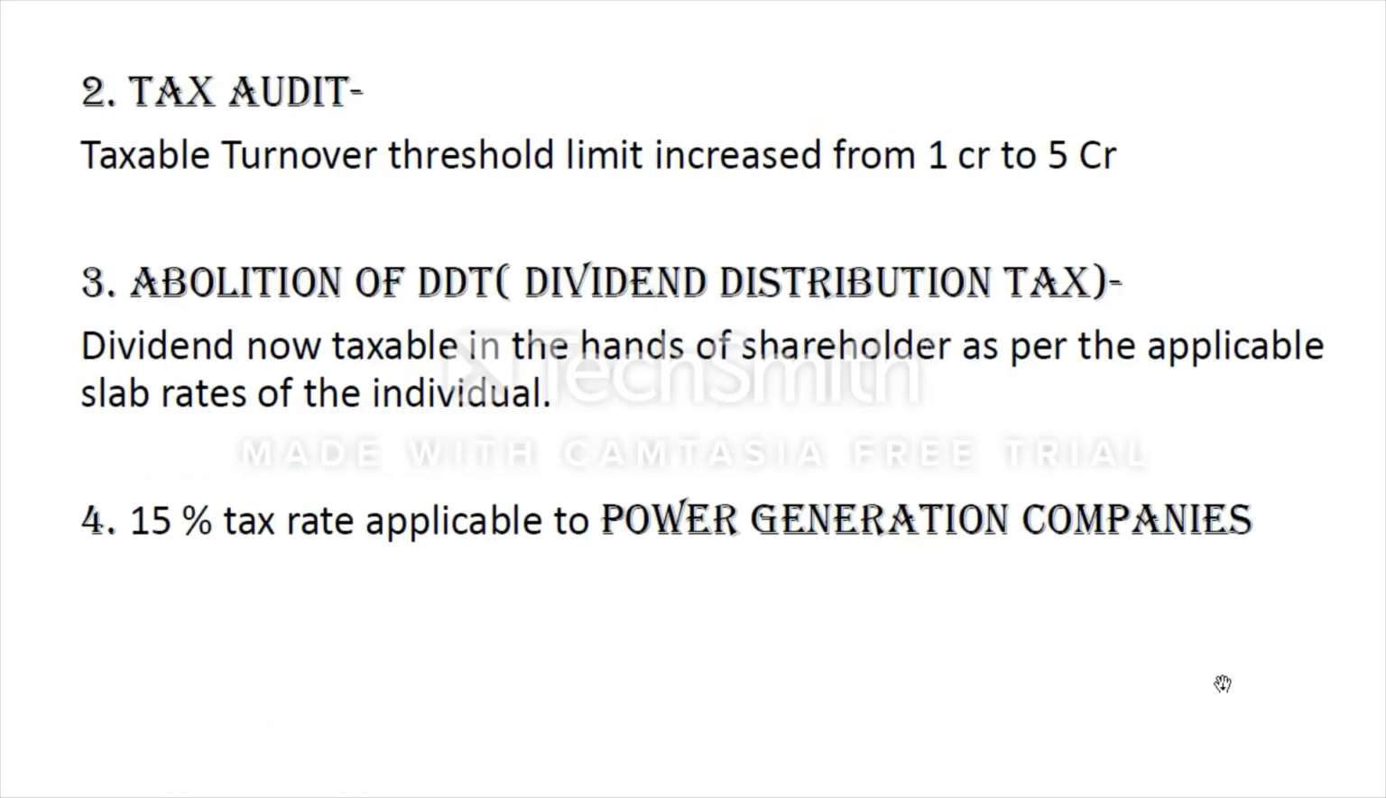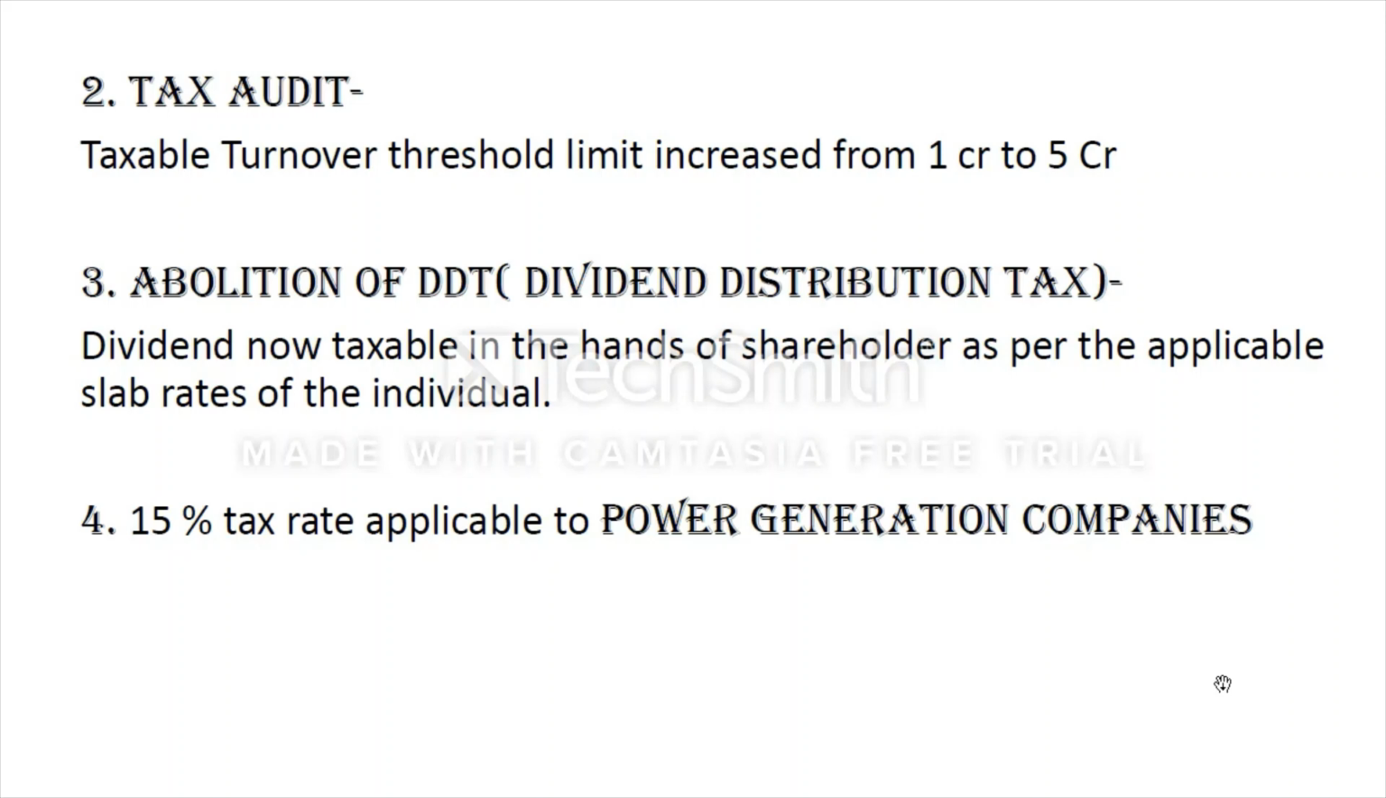And the second most important change is the tax audit. Till now, if a person has a turnover of greater than 1 crore, then he is liable for a tax audit. He has to get his books of accounts audited under section 44AB. Now that limit has been increased to 5 crores. That means if a person has turnover above 5 crores, then only he is liable for a tax audit.